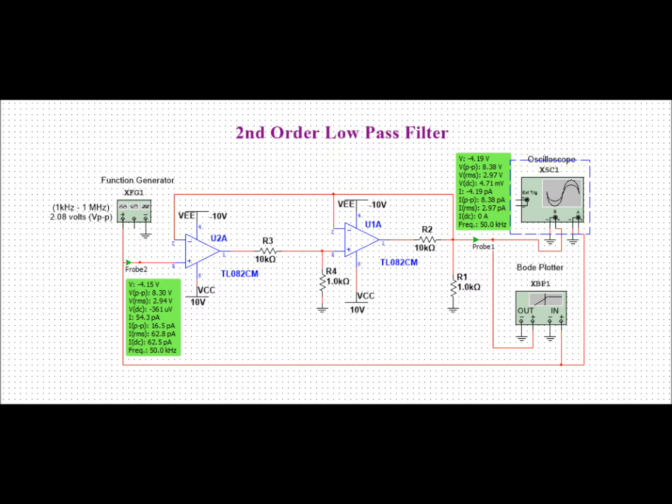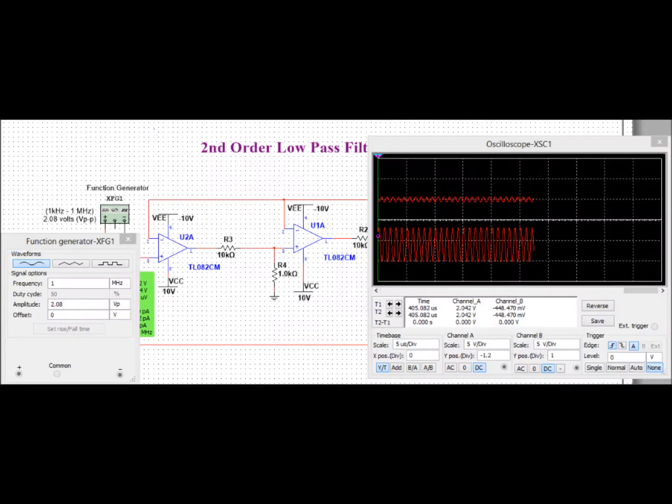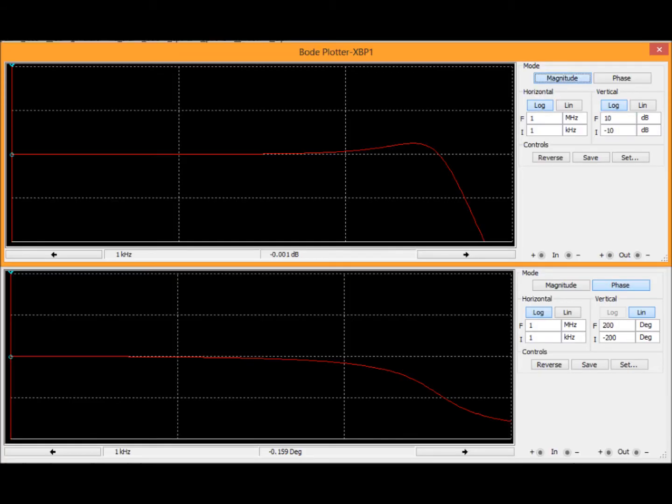The same circuit was designed and simulated in Multisim. Multisim had a function generator, oscilloscope and Bode plot as controls and indicators. The circuit was run and the outputs were observed, first on the oscilloscope with the varied frequency, and after it the frequency response was observed on the Bode plot.